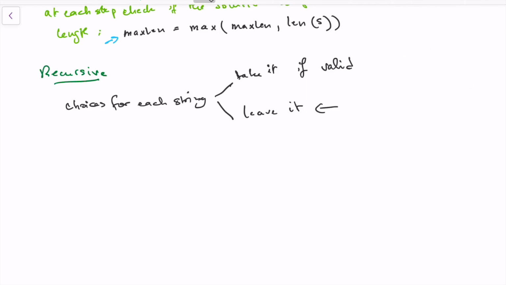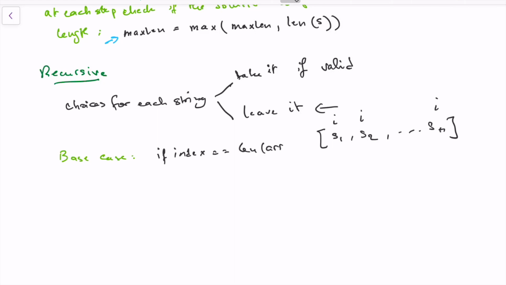So these are the choices. Now, what is the base case? The base case is that we have an array of strings S1, S2, and we are traversing it using our recursion. So I is here and then here. We stop when I is at the end, so our recursion stops when the index is equal to the length of the array.